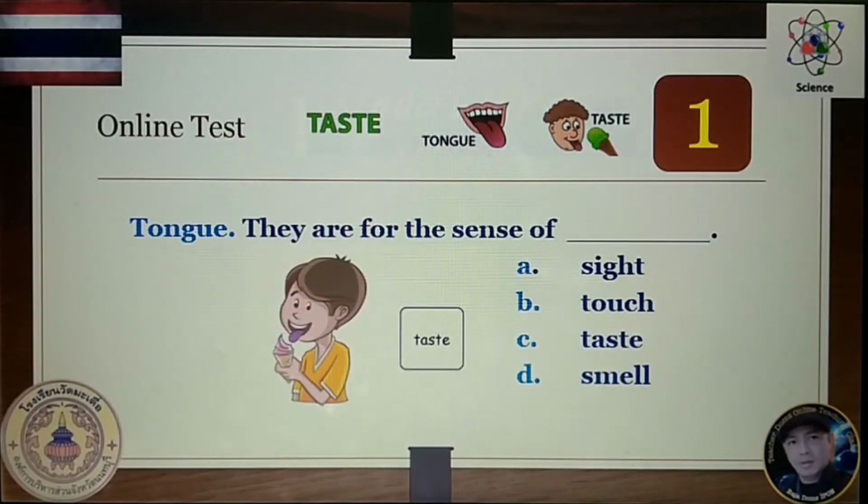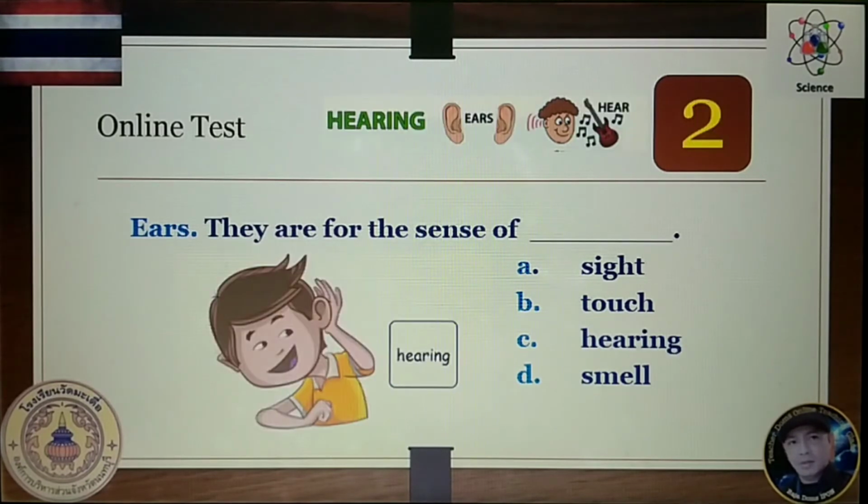Online test 1. Tongue, they are for the sense of A, sight, B, touch, C, taste, D, smell.